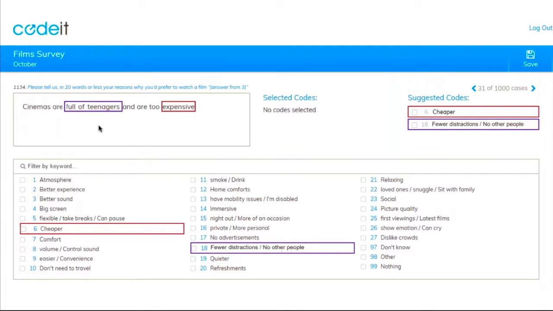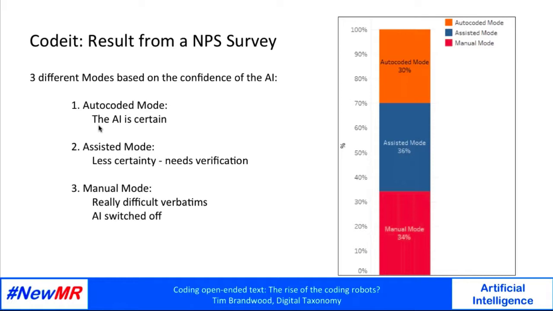Taking all this together, we found from our experiments that, crudely speaking, a given set of verbatims will divide into these 3 categories in thirds. A third can be auto-coded, a third can be coded with assistance from the AI, and a third will fall into the difficult category and have to be done manually. Together, all of this adds up to a significant improvement in efficiency. Typically, we've seen that coders can be around 2.5 times faster than with a purely manual coding approach.